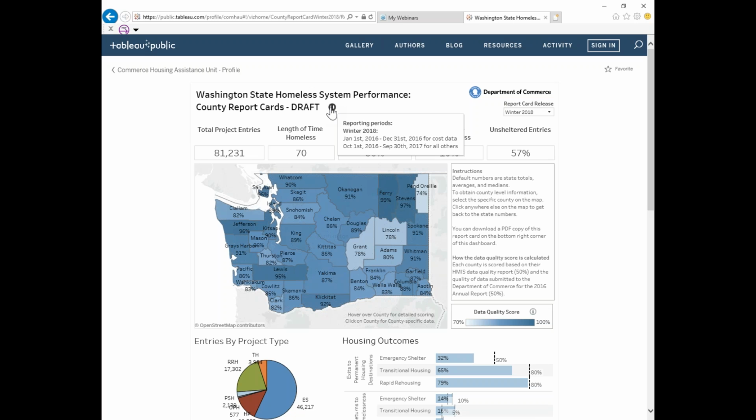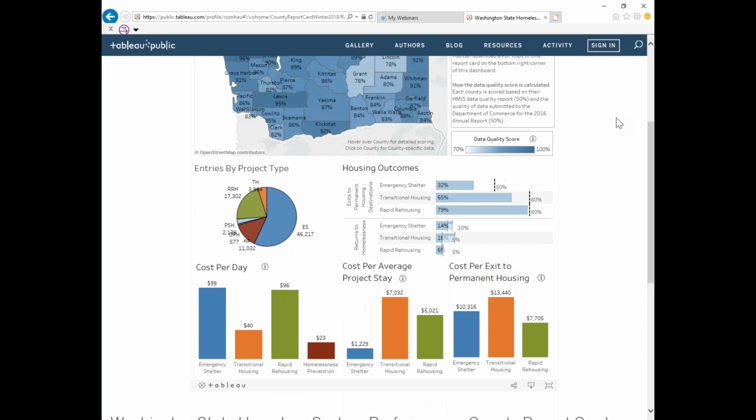Different reporting periods due to cost effectiveness measures being in the annual report for the legislature? That is right. So we collect the annual expenditures on the calendar year for our annual report to the legislature. And so that's the only time we get that data. So we use a slightly different reporting period for those measures. And that was the same as the last report card that we released. But yeah, that's correct.